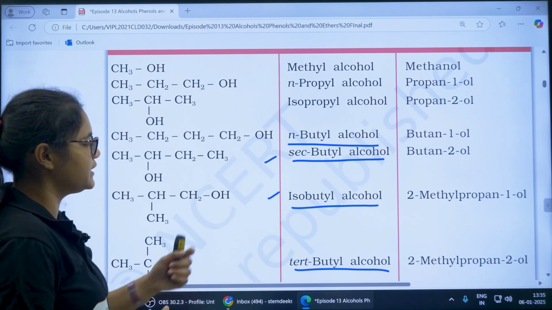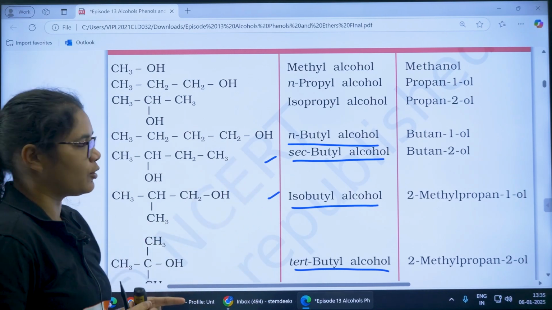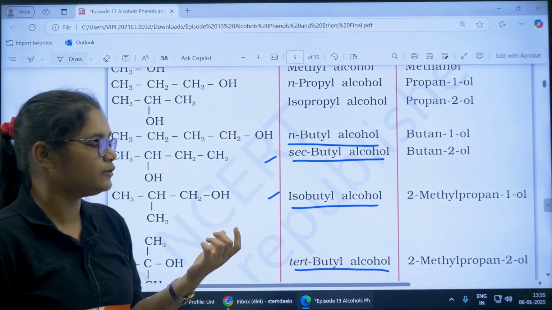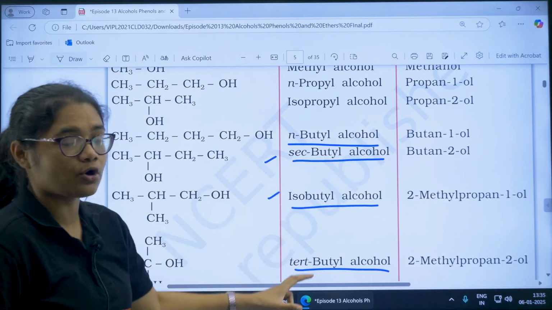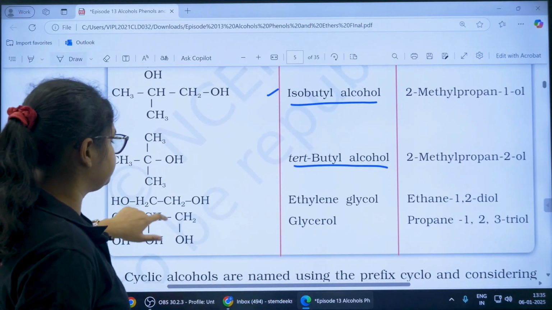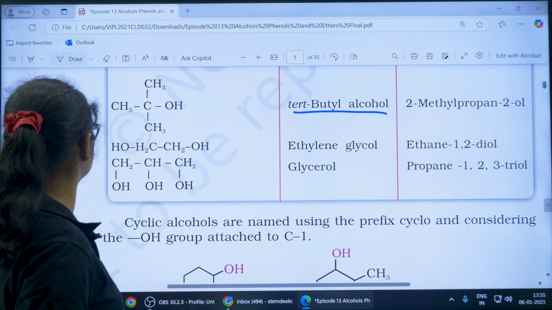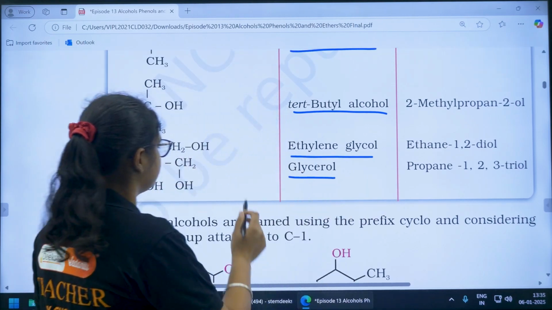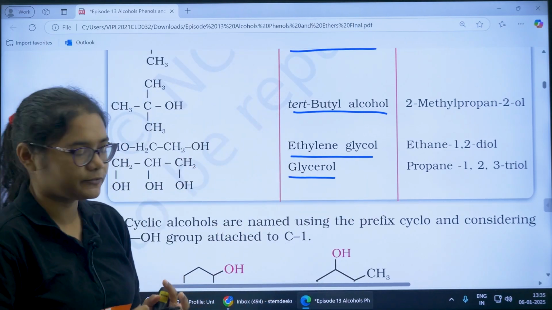These are a little confusing, so prepare these 2 structures properly, because when conversion questions are given, it may be that they do not give you the IUPAC name, they give you the common name, so you should know the common name properly. Okay, next we have this one also very important: ethylene glycol and glycerol. Okay, their structures and their nomenclature.